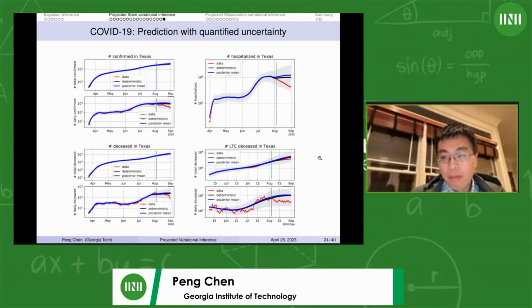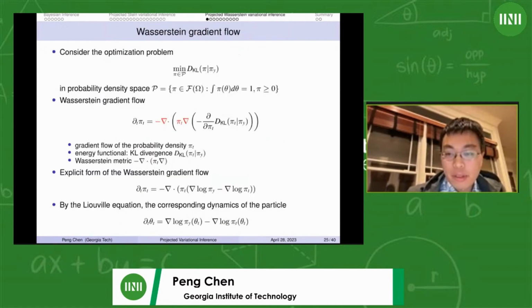And more than that, if you do some forecasting or prediction for the future, for instance here in the hospitalized cases, if you use a deterministic inference, this is the deterministic prediction, it is going away from the data. And the posterior mean also goes away from the data. However, we have our credible interval. Going to the future, the uncertainty becomes larger, though this credible interval can still cover the data quite well. As you can see here, the number of deaths also covers their data quite well. So this is the power of Bayesian inference.